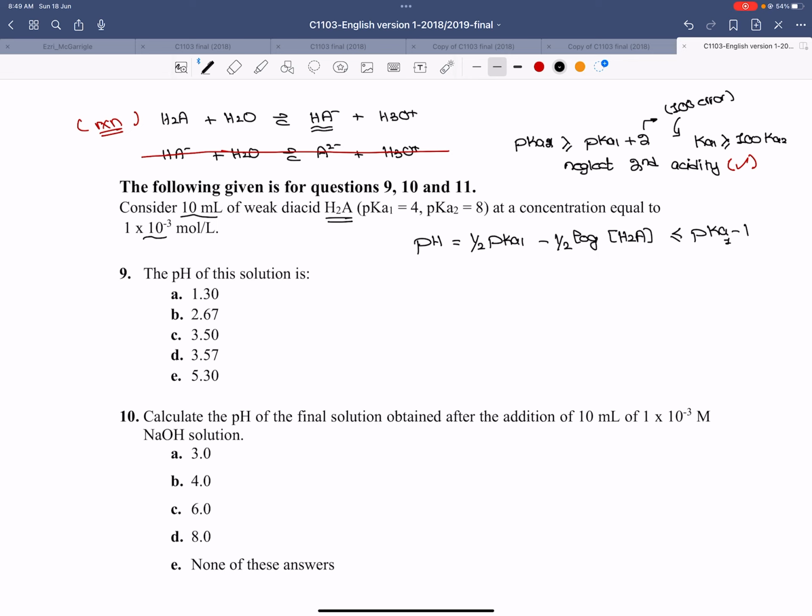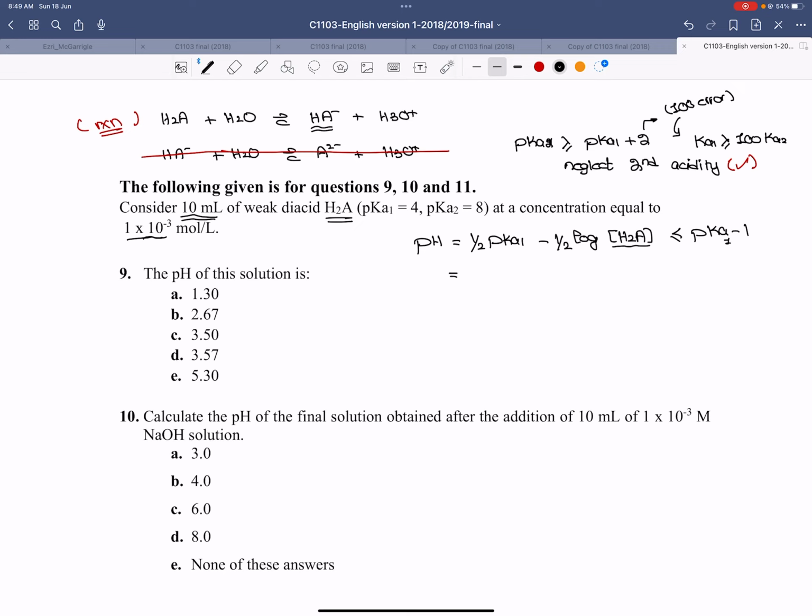Pay attention to a very small detail. This is the concentration of H2A in your solution. Now, if you look in your solution, they said 10 milliliters of a specific concentration. They did not change the volume. It means that the concentration of H2A in the solution that you're working with did not change. Be careful with that trick, because when they change the volume, you have to change your concentration before you proceed.